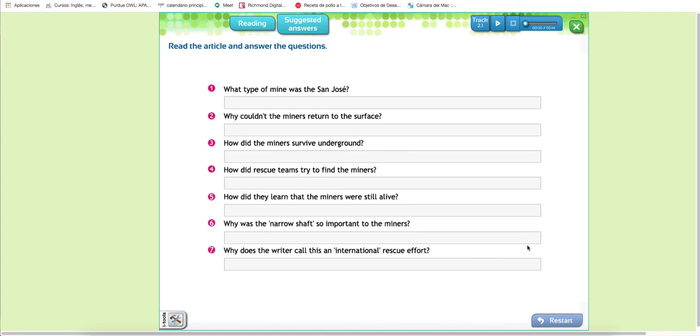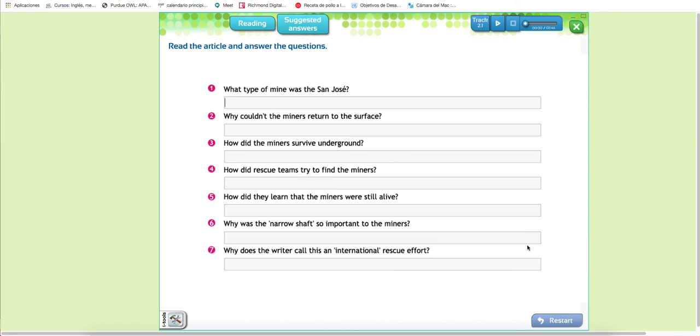Wait. I think I'm... Okay, they talk about a shaft. You can move on to the next one, I'll answer the sixth. Please. Okay. And the last one. Why does the writer call this an international rescue effort? Juanes, please answer the last one.